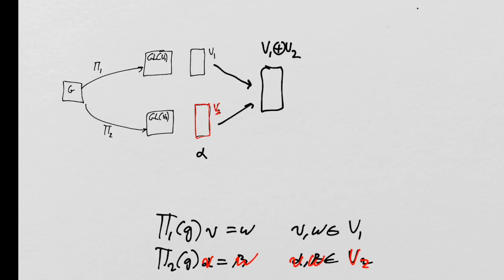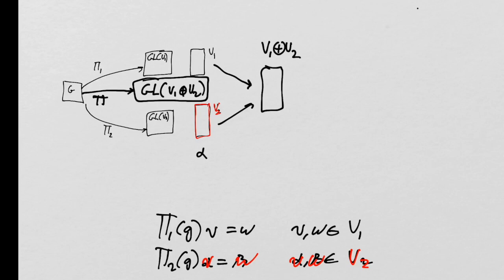The point of all this is that I can find another representation. I guess I have to call it GL of V1 direct sum V2, the general linear group on the vector space V1 direct sum V2. And since it's a group, I'll put it in a little box. And there is a mapping from G onto that, and I'll call it just pi.